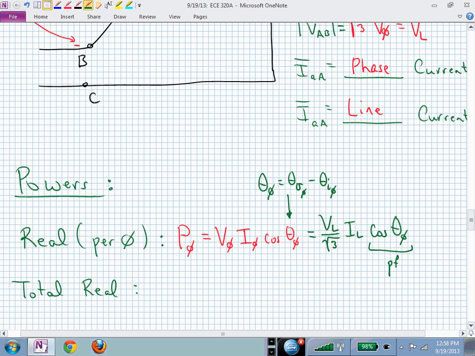That's power in one phase. What's the total real power? That's what I'll call P sub T. And I'm assuming everything is balanced.